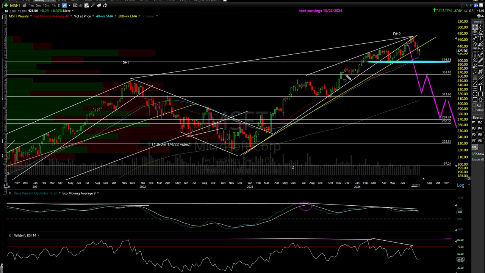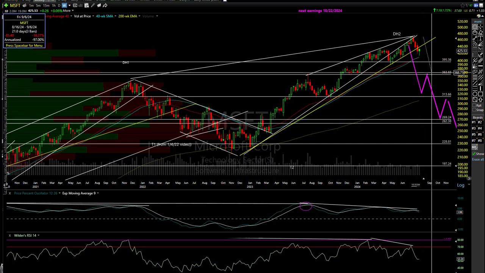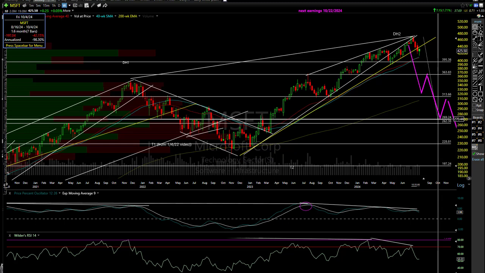Microsoft down to my targets. You can see them 1, 2, 3, 4. And that would be, just to get down there, if and when that's hit, let's just measure it from the highs. That's going to be a drop of about 42%, if I'm correct.